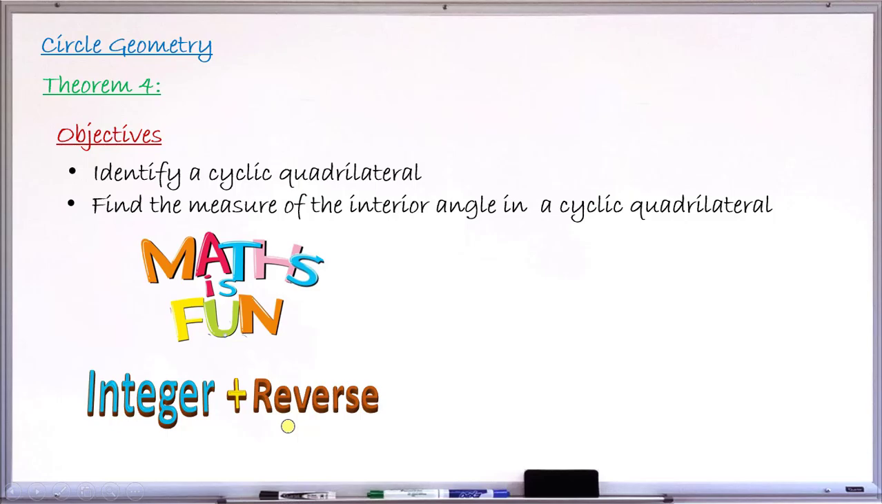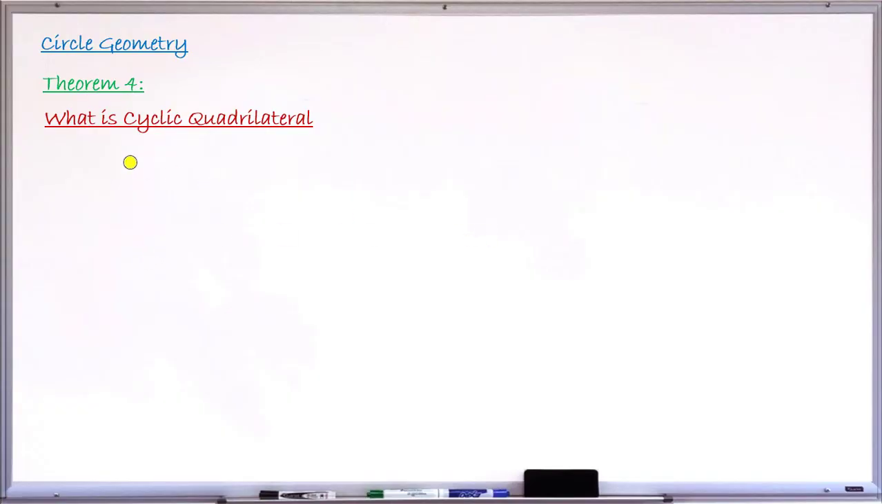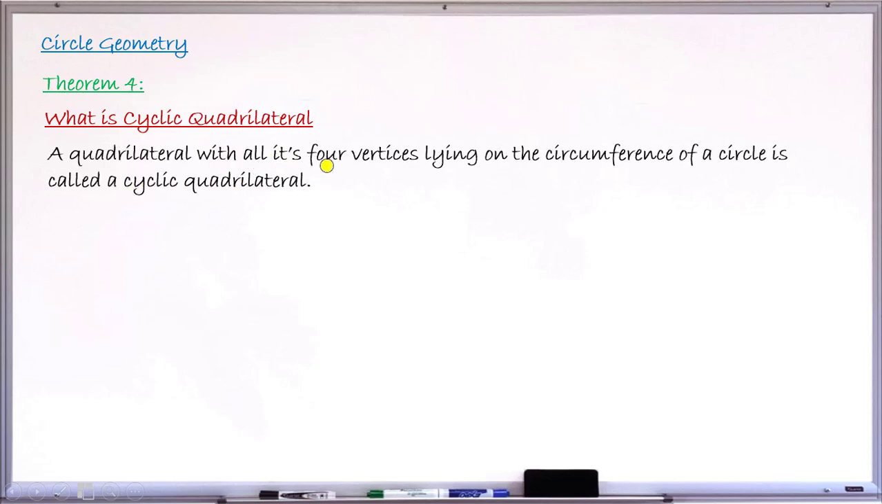So let's move. To begin the lesson, my dear student, let me first explain what a cyclic quadrilateral is before we jump into theorem number 4. A cyclic quadrilateral is a quadrilateral with all its 4 vertices lying on the circumference of a circle. If you have a quadrilateral where all the 4 vertices are on the circumference of a circle, then the quadrilateral is called a cyclic quadrilateral.